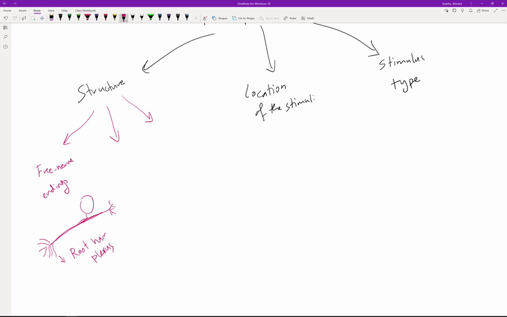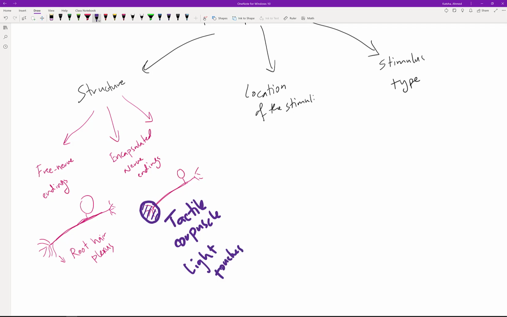The second group is encapsulated nerve endings. What does it mean? It's kind of the same thing. We have a unipolar neuron and we have the free nerves, but this time, instead of being free, they are within a capsule, right? So those are very similar to the tactile corpuscle. If you remember, this was also in the skin for light touches. The lamellar corpuscle as well, for deep touches. That was also encapsulated nerve endings.